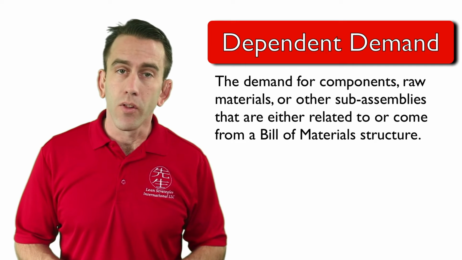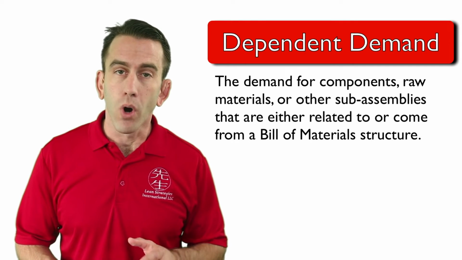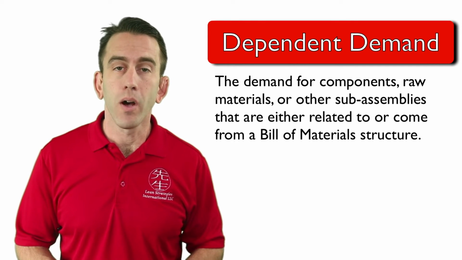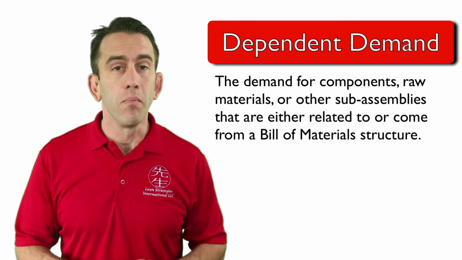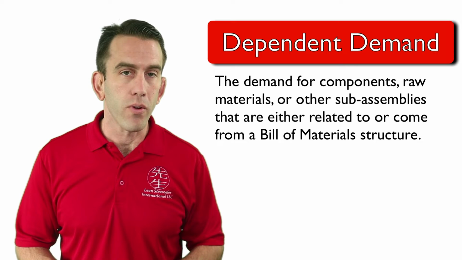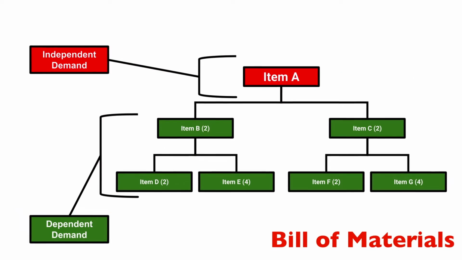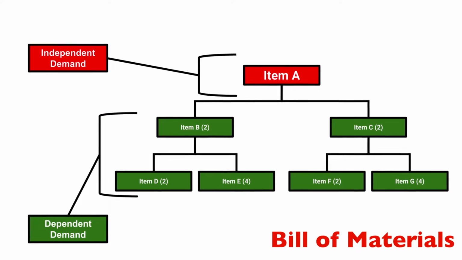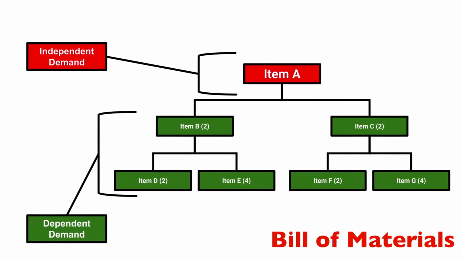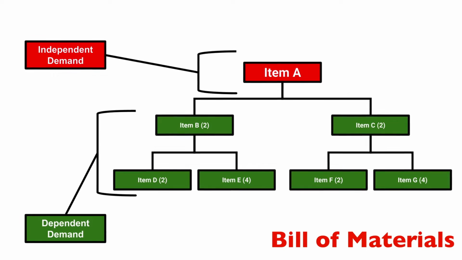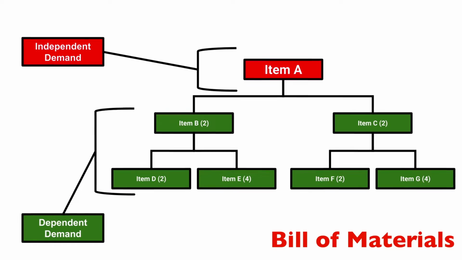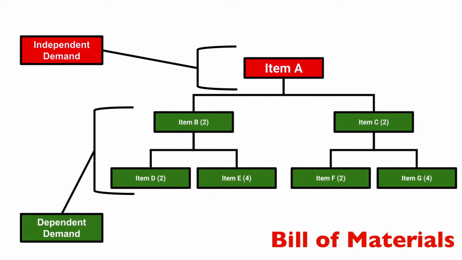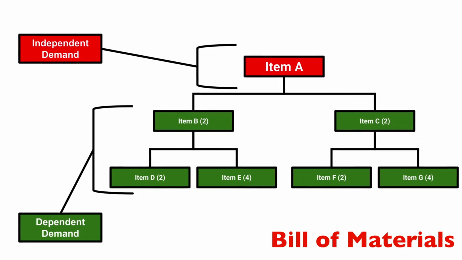Dependent demand is the demand for components, raw materials, or other sub-assemblies that are either related to or come from a bill of materials structure. To put it simply, dependent demand is related to other items and is typically generated from end items. This demand does not occur on its own. It occurs when there is demand for a parent item.